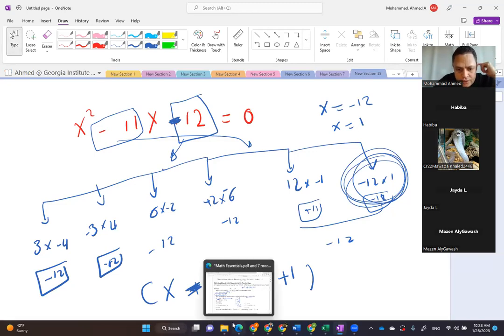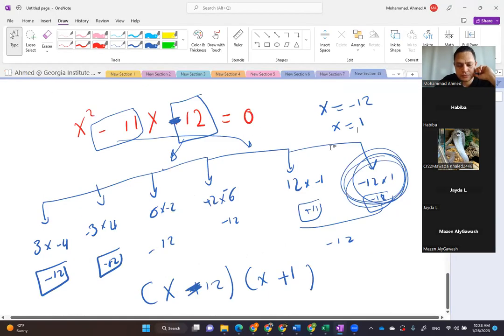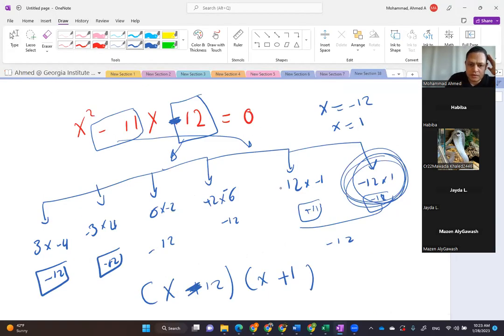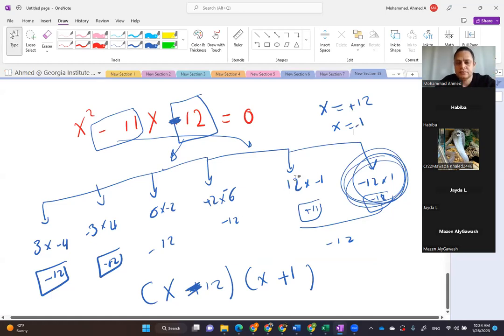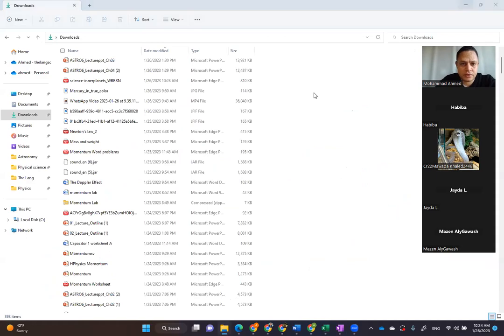Let me check the equation. I have the equation right over here: x squared minus 11x minus 12. Yes, minus 12 and 1. Okay, you're right. So the answer is x equal positive 12 and negative 1 here. Sorry, positive 12 and negative 1. No problem, Abdurrahman. It's okay.